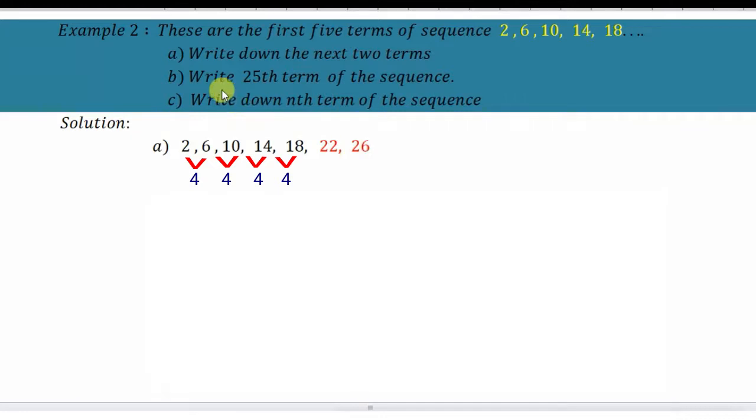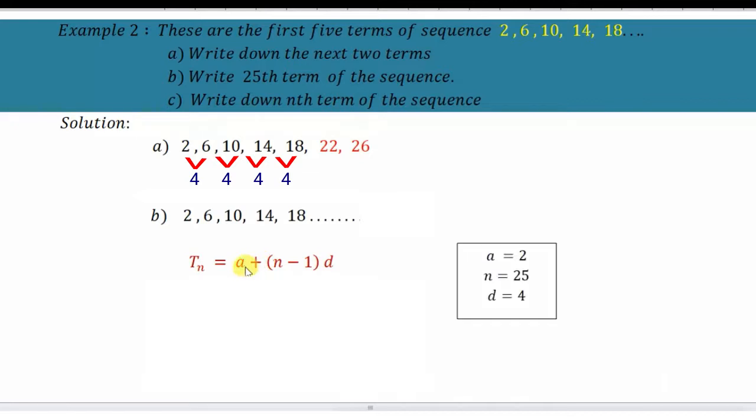Now next, write the 25th term of the sequence. To find the 25th term of the sequence, we will make use of the formula. So what is the sequence? This is the sequence 2, 6, 10, 14, 18, and we know the difference between the consecutive terms is 4. So D will be 4. So this is the formula. D will be 4 and A is what? A is the first term, that is 2.